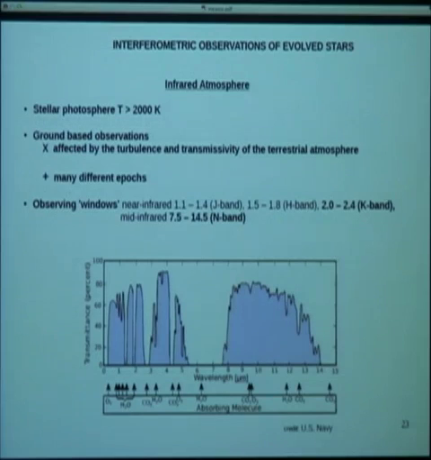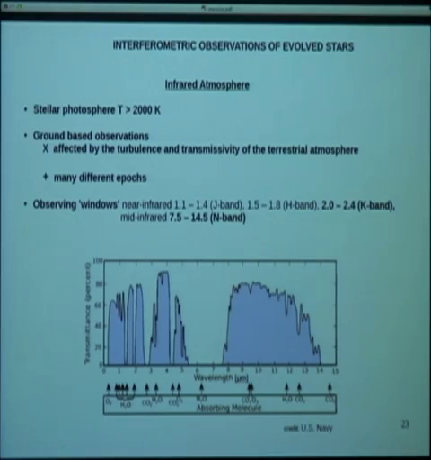We want to understand the pulsation mechanism, so we want to observe the star over a long period of time. We want to observe the star photosphere and the dust shells. For this, ground-based observations seem more suitable, because we want to observe the star over a long period of time. There are, of course, some disadvantages for ground-based observations, because we are affected by the turbulence and the transmissivity of the atmosphere.